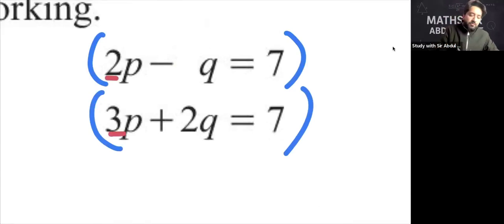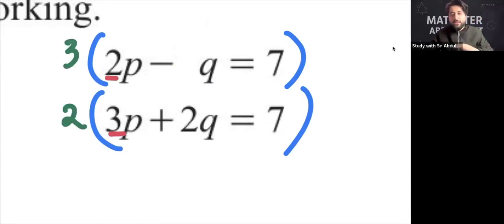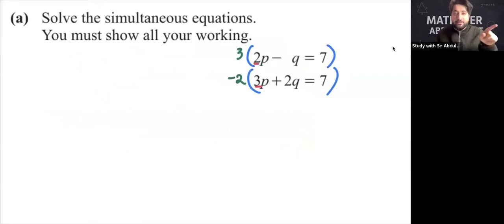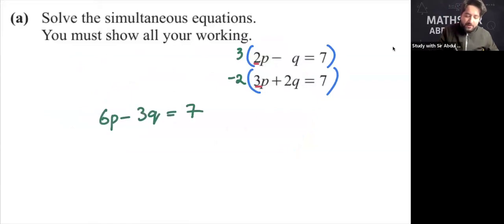I am going to multiply this with 3 and this with 2. Any problem? Multiply the upper equation with the lower coefficient and multiply the lower equation with the upper coefficient, and change one of the signs. Just change one of the signs, either 3 or minus 2, that is your choice completely. You must show all your working, so please do not skip any step. It's written in the exam. So 3 twos are 6p, negative 3q is equal to 7. That would be negative 6p plus 4q. No, sorry, minus 4q. My bad.